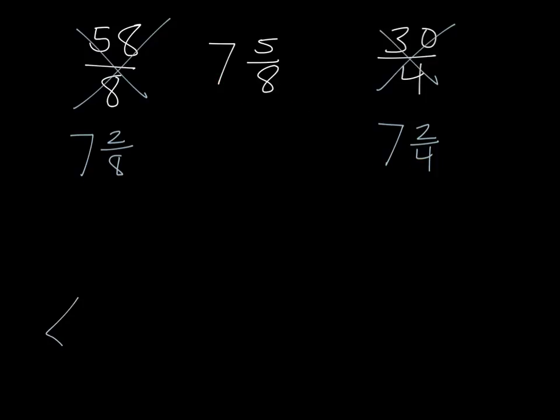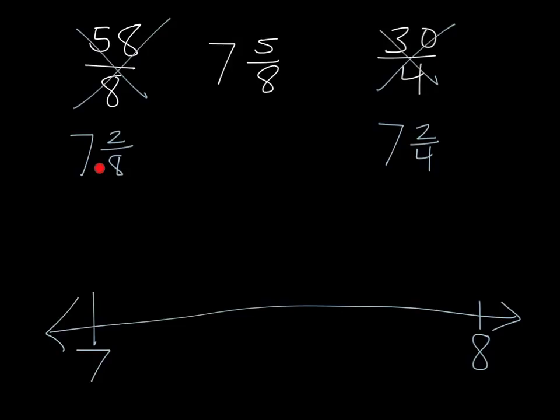So on my number line, I'm going to start with 7 and end with 8 because I know that all 3 of these fractions are going to be somewhere between 7 and 8. The first one I'm going to look at here is 7 2/4. I look at that 2/4 and I automatically know that that is equal to 1/2. So I can position that fraction right in the middle, 7 2/4.